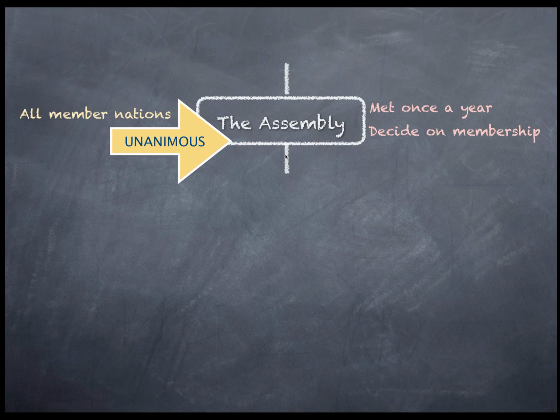Now, in a way, this is a good thing. It means that for any decision taken by the Assembly, all members of the Assembly agree. However, in practice it's very difficult to get member nations from many different nations with many different interests all to agree on something and to vote all together.